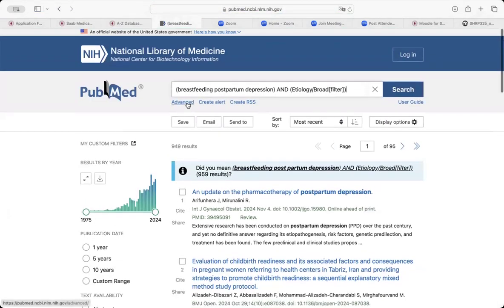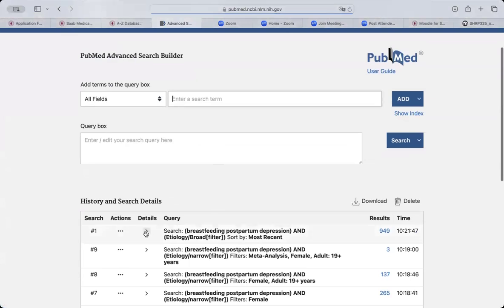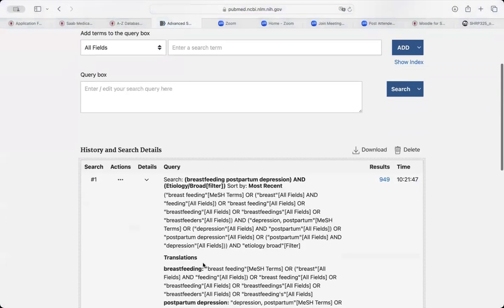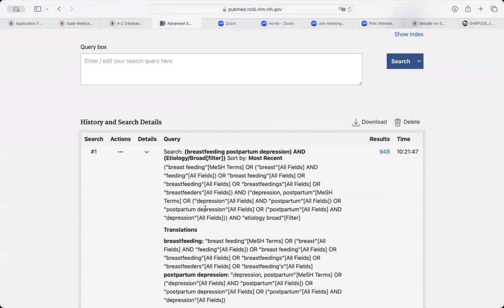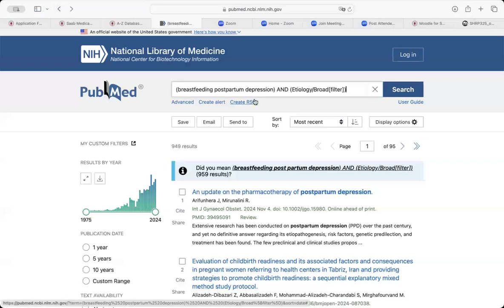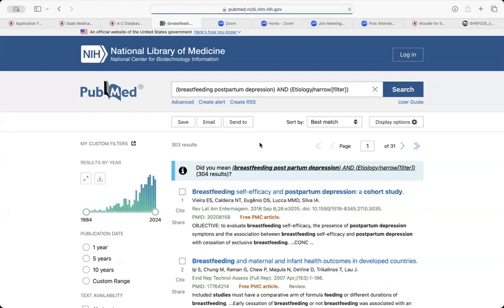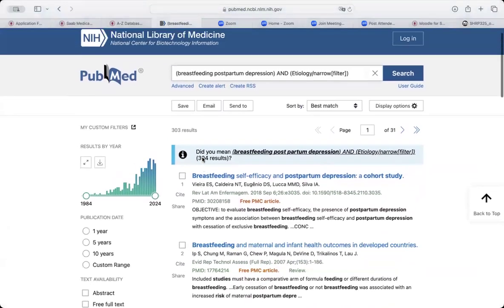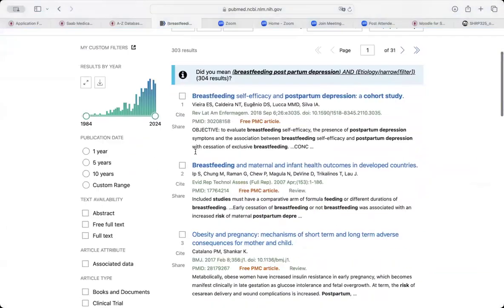Okay, we'll go to advanced to make sure that all the matches and the keywords are met, including the breastfeeding and the postpartum depression. But since we have a busy clinic, we want to make it a narrower search. So we'll switch from broad to narrow, and we'll click on search. We have now 303 results, and we want to make it more concise and more narrow.